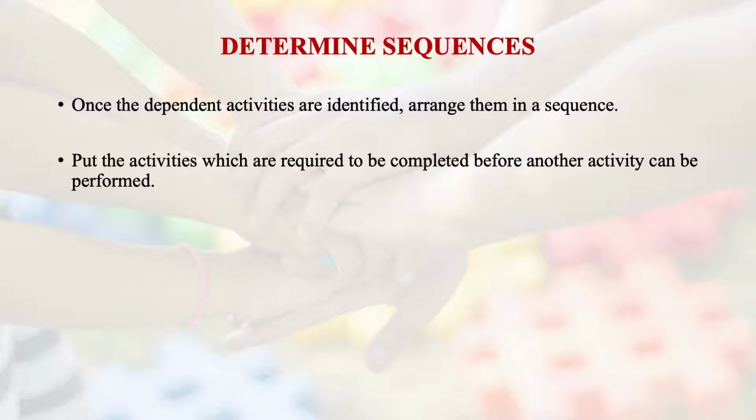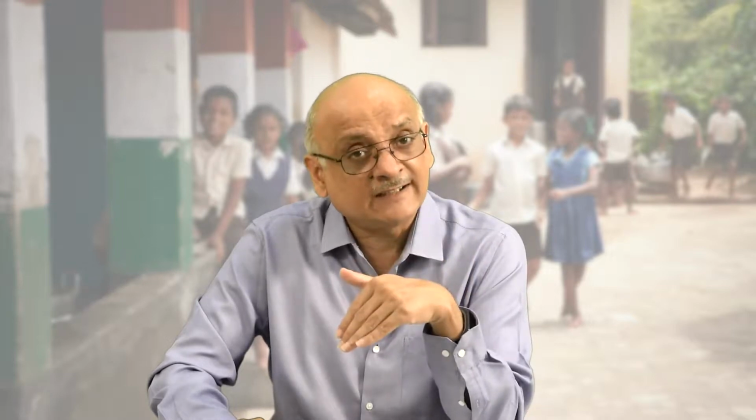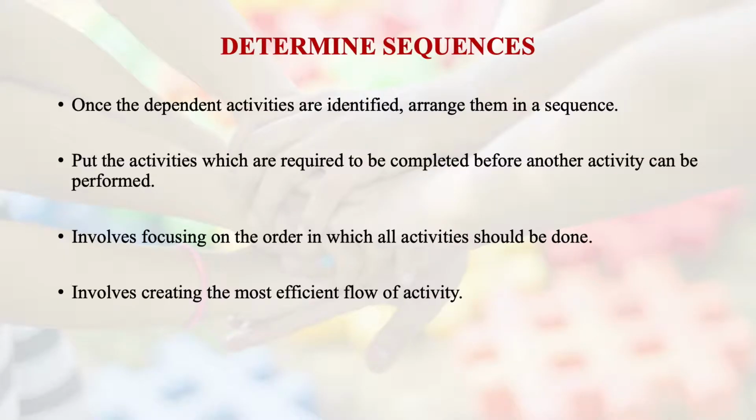That is the kind of sequence you make, and you focus on the order in which all these activities should be done. It includes parallelism, right? What activities can be done in parallel, what activities have to be done in series. All these things have to be duly understood or determined by you. It involves creating the most efficient flow of activity, so you have to produce the best schedule, the best among all those, that is the sequence of activities.